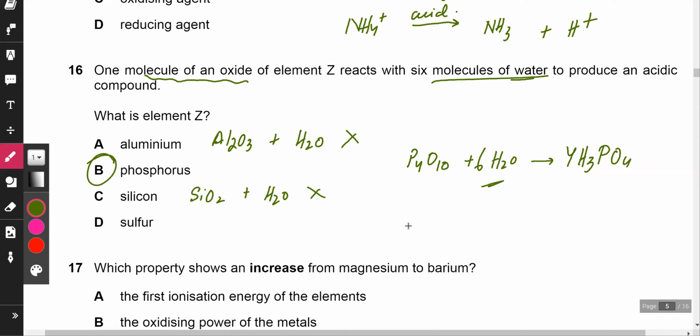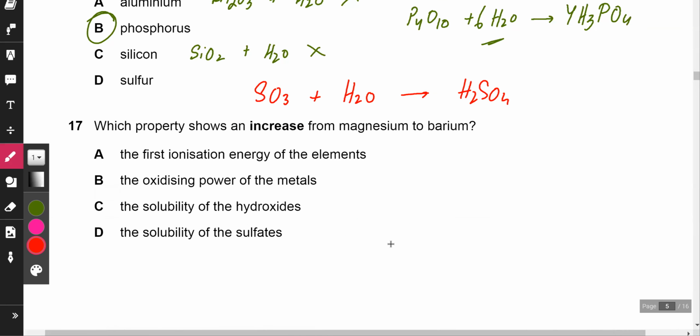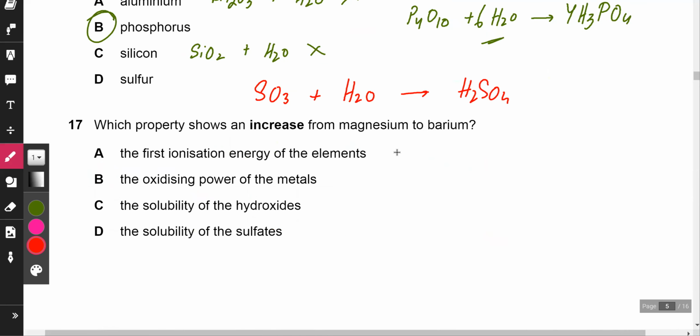So if sulfur reacts with water, not sulfur, the oxide of the element Z. Let's say sulfur trioxide reacts with water. Guess, what's going to be formed? Sulfuric acid, H2SO4 is going to be formed, and this is already balanced, so you would just need 1 water molecule. Is that clear? All right, so there are 6 molecules of water, because they had specifically said that 6 molecules of water are going to react with it. Which property shows an increase from magnesium to barium?